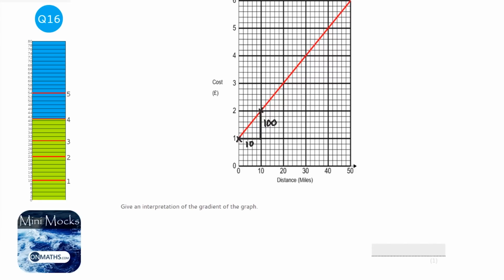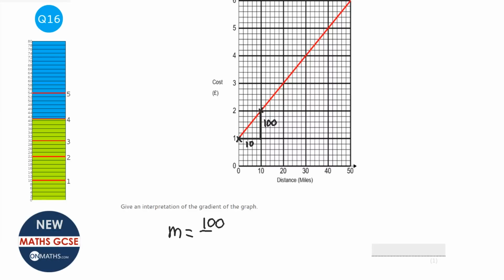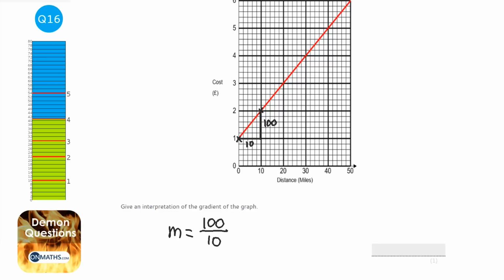So to work out the gradient, we're going to do the change in y, so how much it's gone up, over how much it's gone across. Now, some students have that the wrong way around because coordinates work the other way around. You go along the corridor and up the stairs. With gradients, how far you go up or down over how much you've gone right. So that's going to be 10.